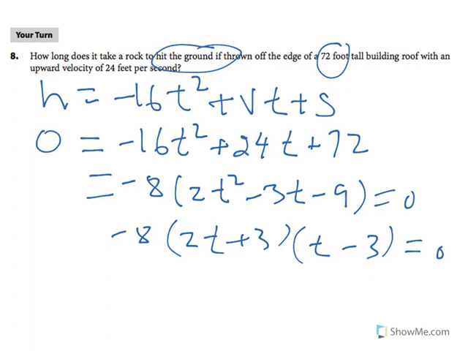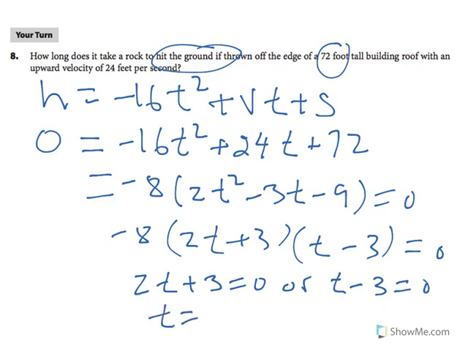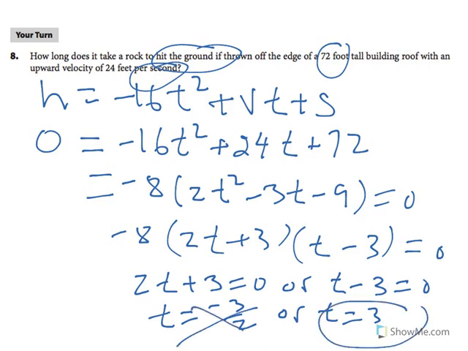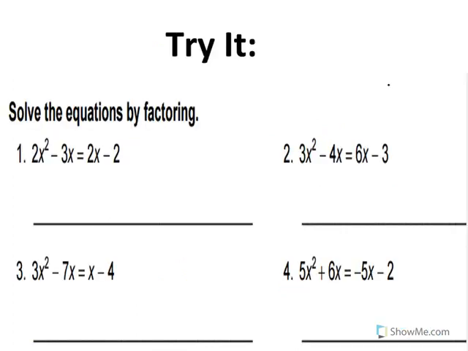Then we can solve for t. So 2t plus 3 equals 0, or t minus 3 equals 0. So t equals negative 3 over 2, or t equals 3. But remember, this is in terms of seconds, and seconds cannot be negative, so we cannot use that. So our answer is 3 seconds. Okay, so let's try these.